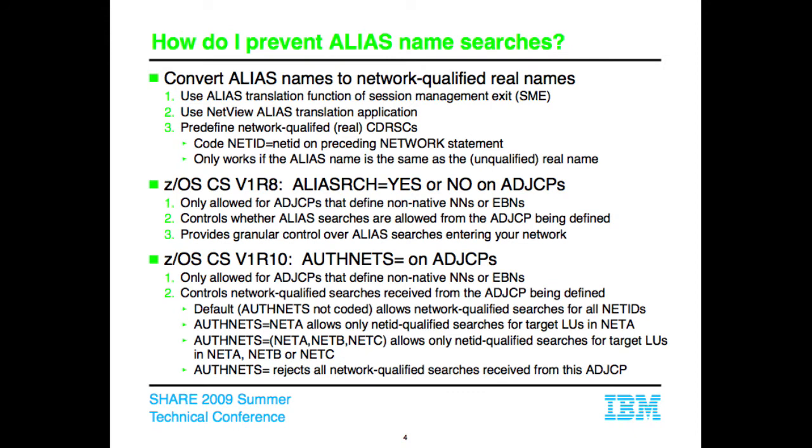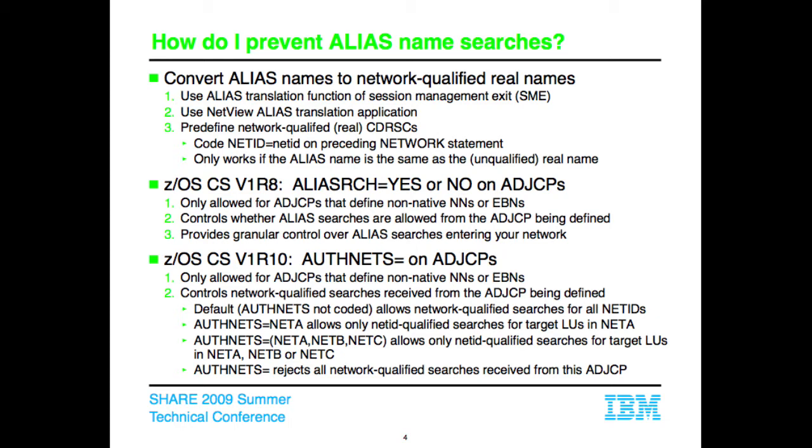The way you prevent alias name searching is by converting the alias name to a network qualified real name. And as I mentioned a little bit earlier, there are several ways to do that. The first way to do it is by using the alias translation function of the session management exit. That's a routine that you would write and activate on VTAM.